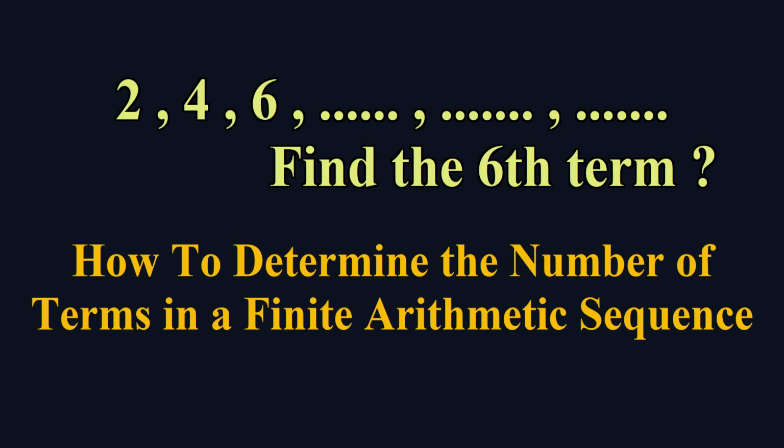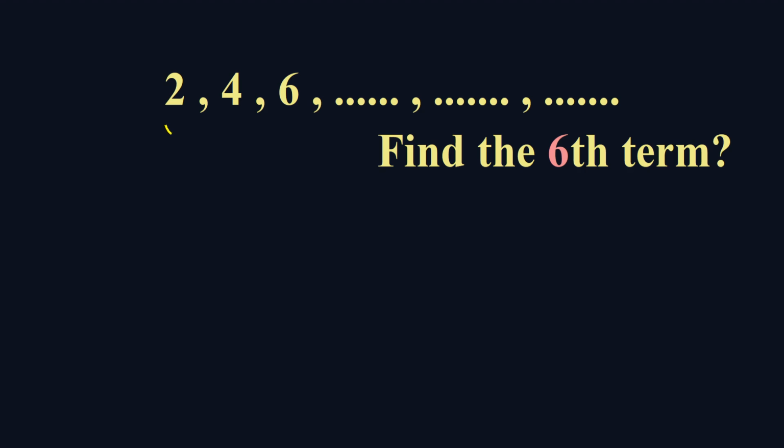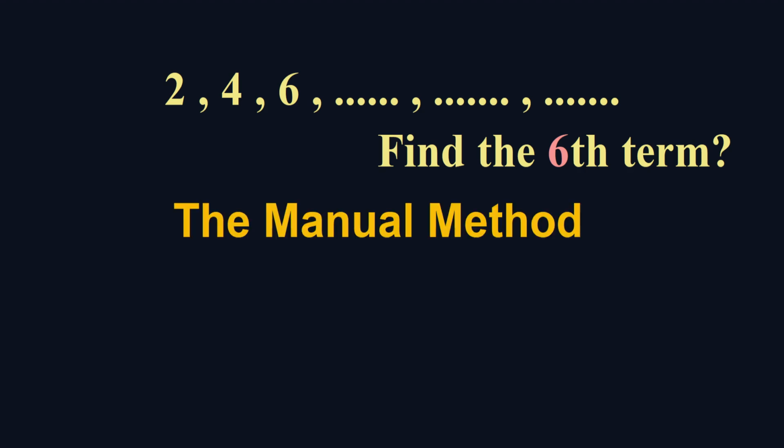What is this episode about? We have this sequence 2, 4, 6, and our goal is to get the sixth term. Today I am showing you two methods to solve this problem. The first method is called the manual method. This method is perfect for short arithmetic sequences.